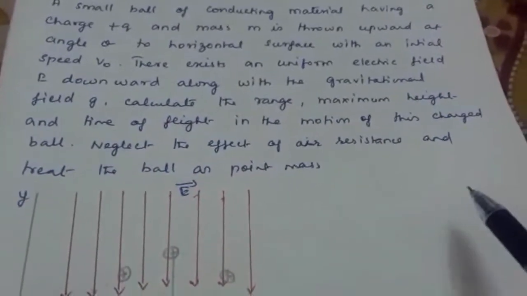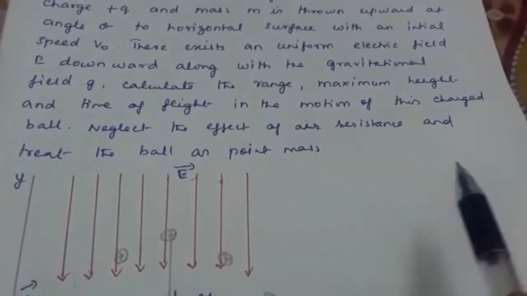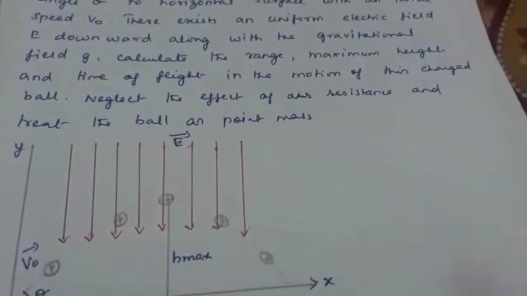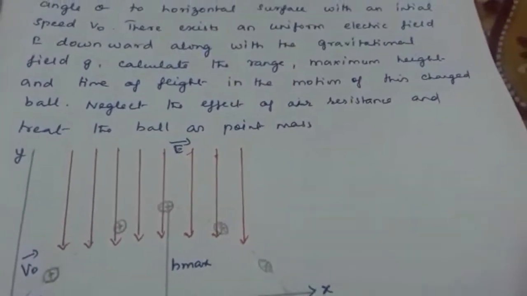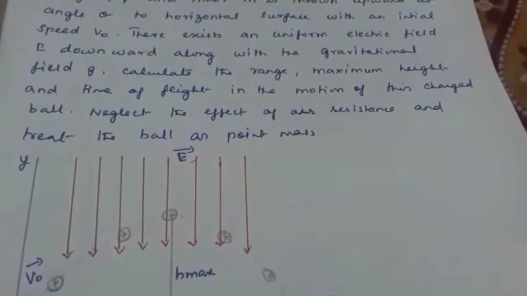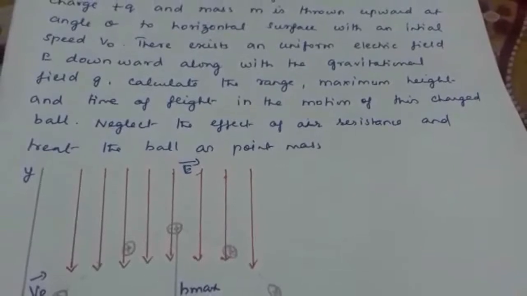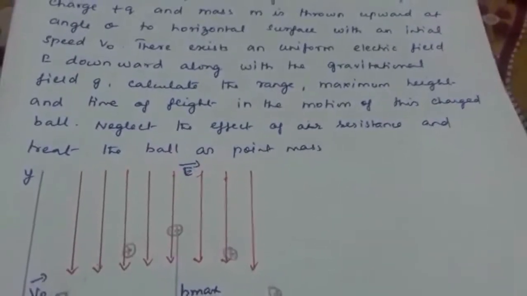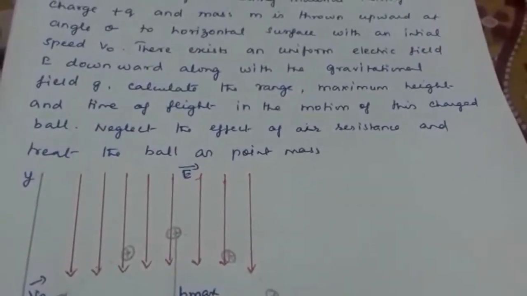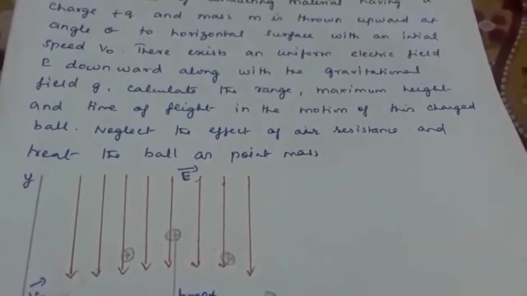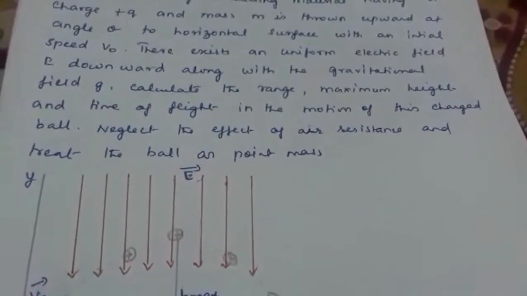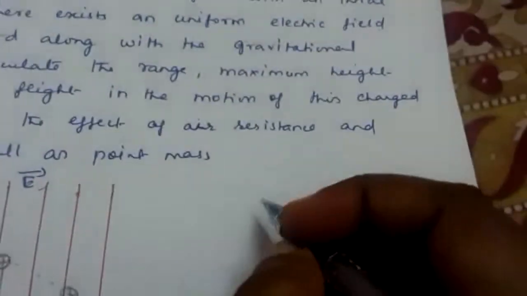Now, what you have to find is the range, maximum height, and time of flight in the motion of the charged ball. These three things you have to calculate. And you have to neglect the air resistance, so there is no resistance of air, and you have to consider the ball as a point mass. Now, we can find it out.